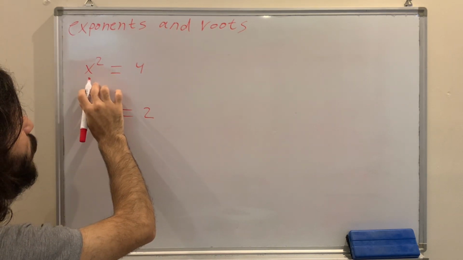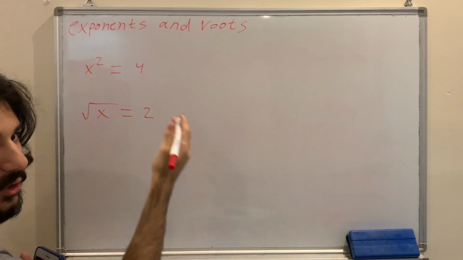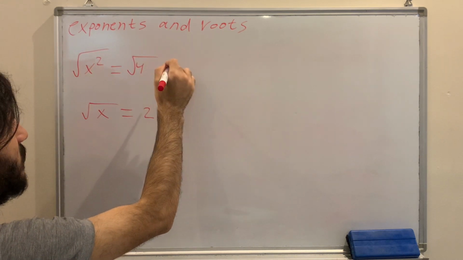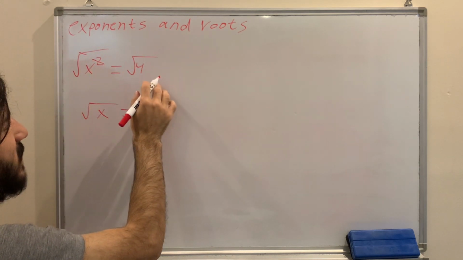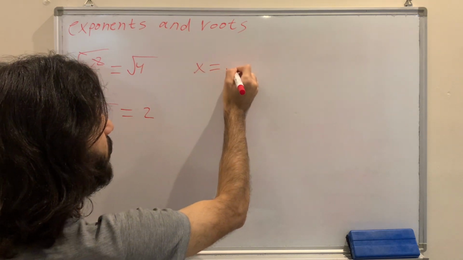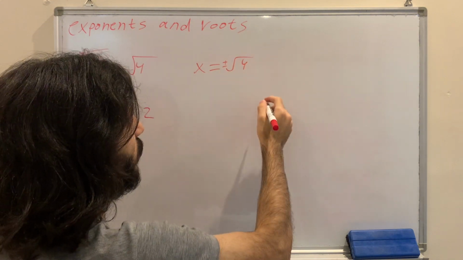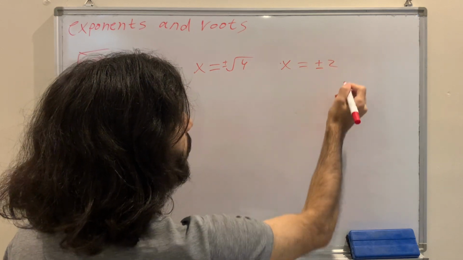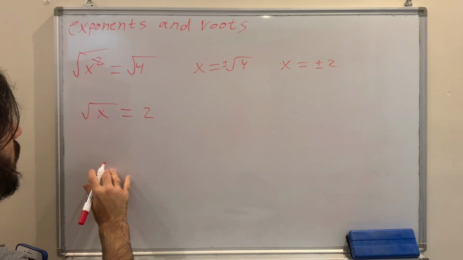Here you have x squared equals 4. What we can do is simply take the square root of both sides, and the square and the square root are gonna cancel out. So we're gonna get x equals square root of 4, or positive negative the square root of 4, which gives us x equals positive negative 2. Easy. Now for the next one.